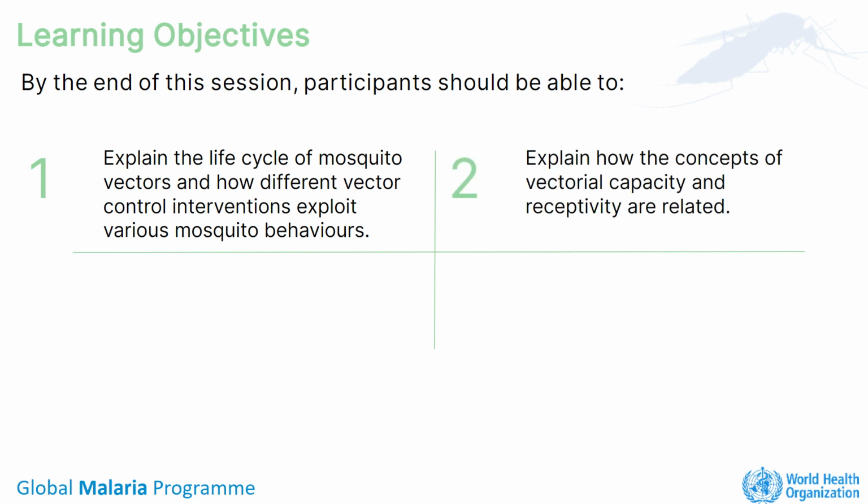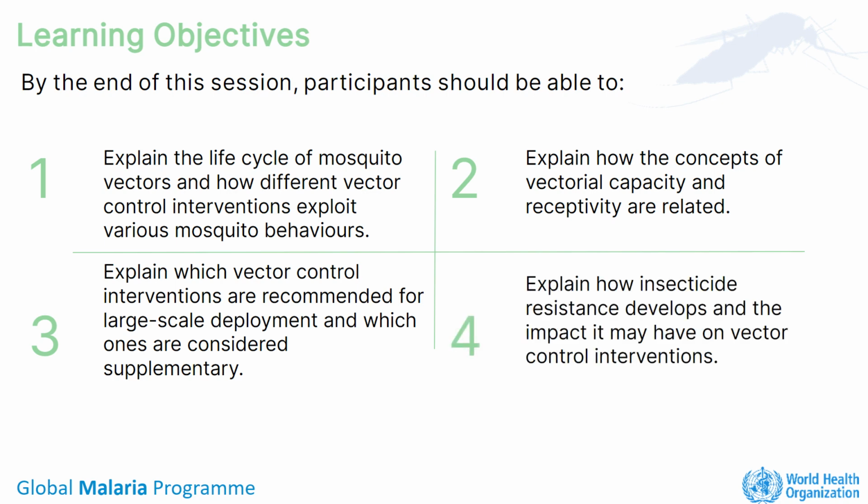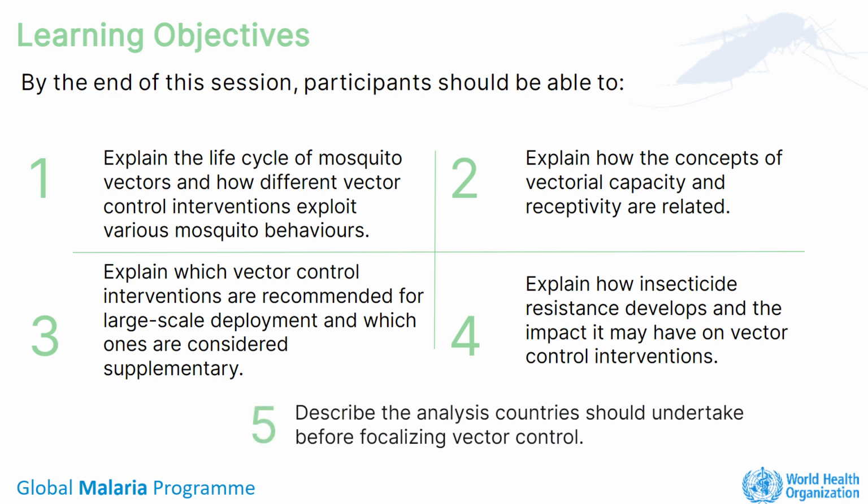Explain how the concept of vectorial capacity and receptivity are related. Explain which vector control interventions are recommended for large-scale deployment and which ones are considered supplementary. Explain how insecticide resistance develops and the impact it may have on vector control interventions. And describe the analysis countries should undertake before focalizing vector control.